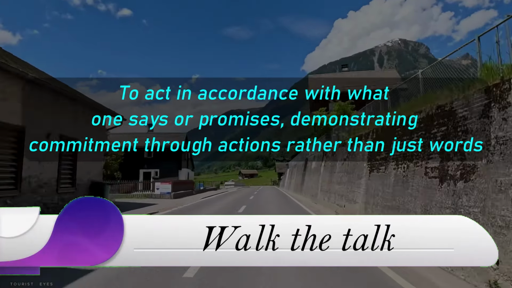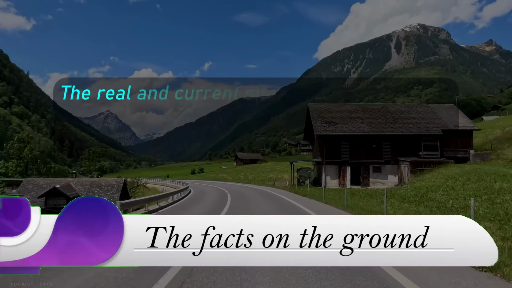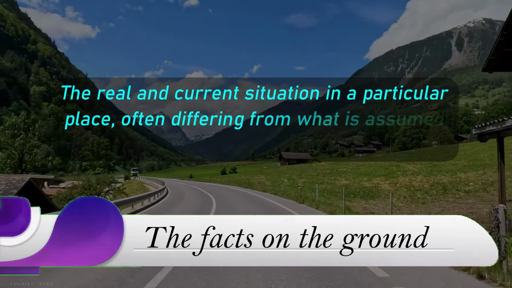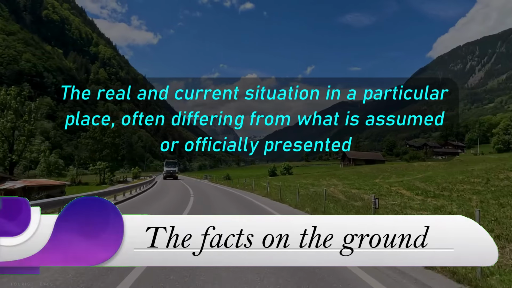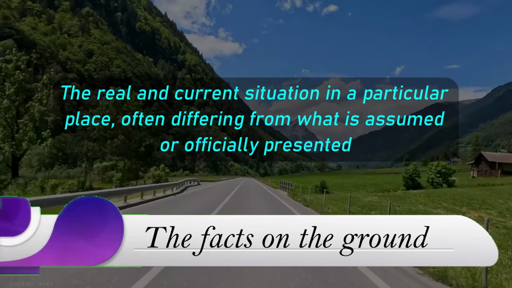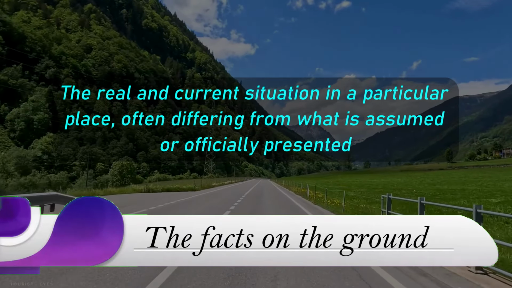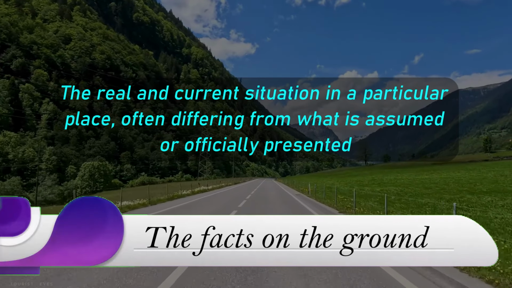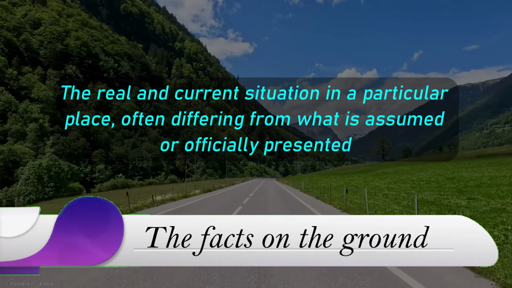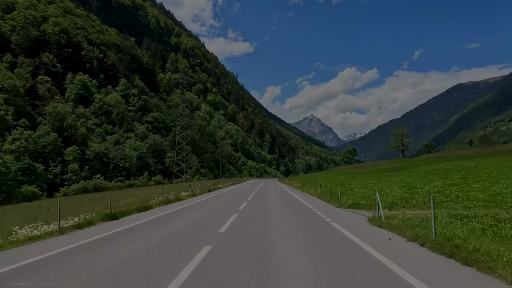The facts on the ground. Meaning, the real and current situation in a particular place, often differing from what is assumed or officially presented. Example, while the company claimed the project was on schedule, the facts on the ground showed that there were significant delays.